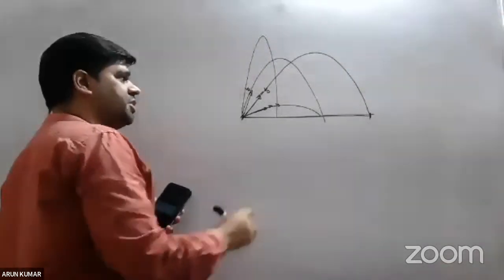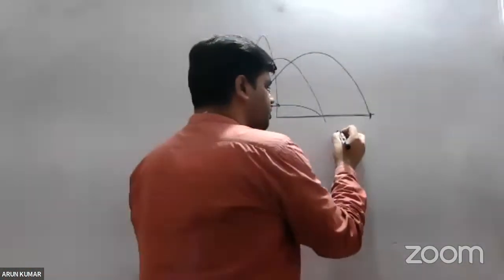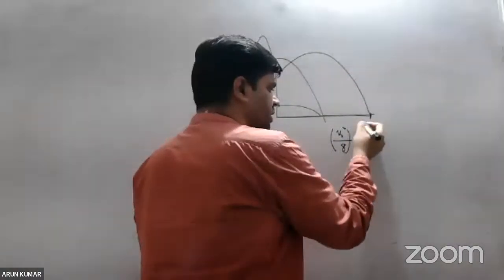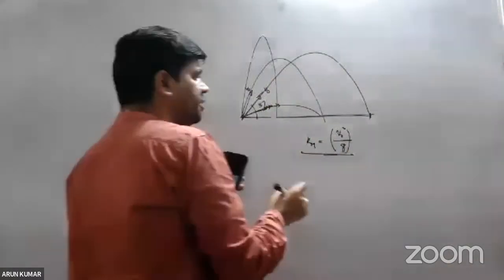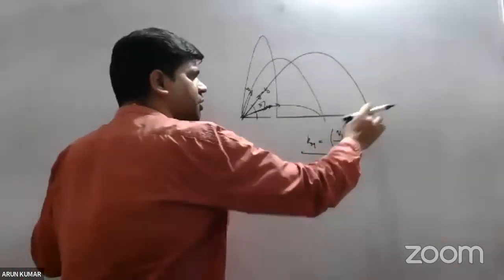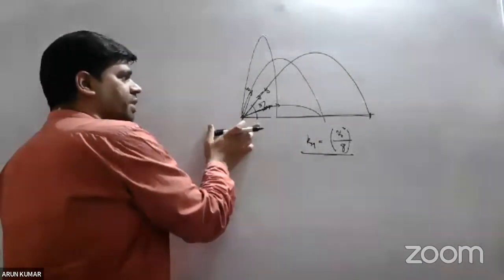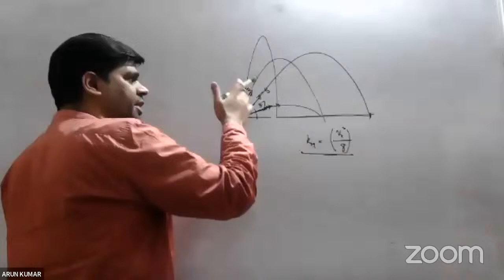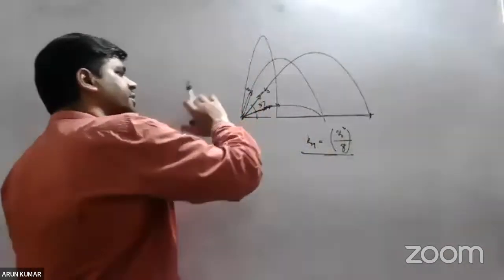For what angle is the range maximum? For an angle of pi by 4. Range is maximum for 45 degrees. And how much is that range? V naught square by g, because V naught square sine 2 theta by g, and sine 2 theta is 1. V naught square by g is my maximum range, Rm. So all the bullets will lie within this range. They will lie anywhere here, but they cannot go beyond this range, because maximum range is possible only for one angle, 45 degrees. For any other angle, my range is less than this maximum. They cannot go beyond this range for any angle.